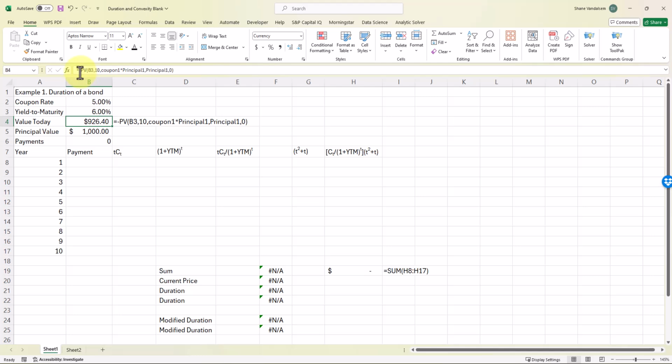I put a negative up here. You can see that here. Because we would have gotten a negative value for this had we not, because it would have been a cash outflow, what we wanted to put in today.